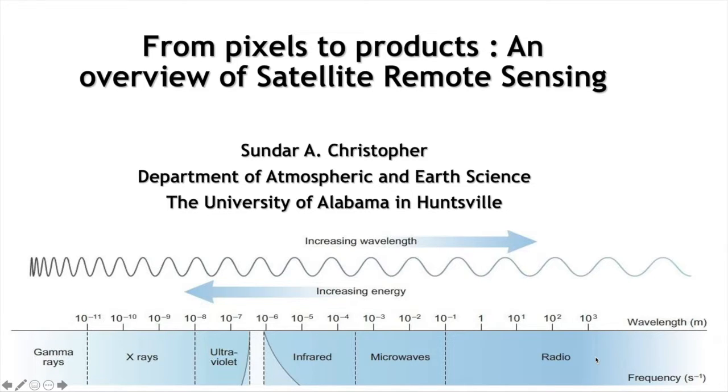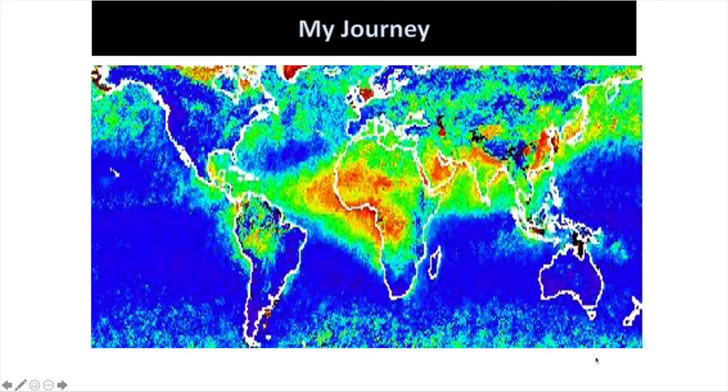So at the bottom of this graph, you will see electromagnetic radiation. This shows increasing wavelength and increasing energy in reverse directions. And it is electromagnetic radiation from the sun that makes satellite remote sensing absolutely exciting. And today, for most of the talk, I'll be focusing on mostly the visible, the near infrared, and the thermal infrared part of the electromagnetic spectrum.